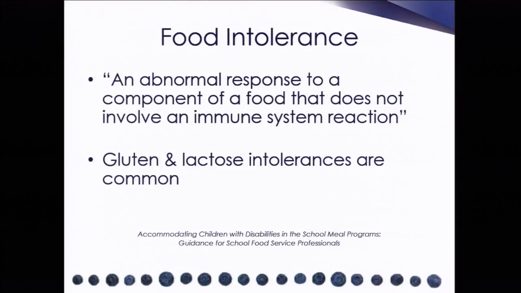Another common phrase to be familiar with is food intolerance. Food intolerance is an abnormal response to a component of a food that does not involve an immune system reaction. In other words, a food intolerance is not life-threatening, but commonly causes discomfort, especially with the digestive system. If symptomatic foods are eaten, the person may experience abdominal pain, bloating, gas, or diarrhea.